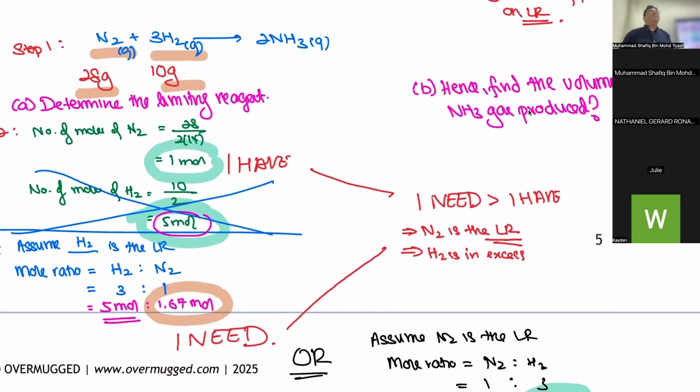How to find the volume of ammonia gas produced? So I will give you about 2 minutes. Can you all try this one? Find for me the volume of ammonia gas produced. So follow my steps. Step 1, step 2, done already. Then step 3, step 4. Okay, please go and try.